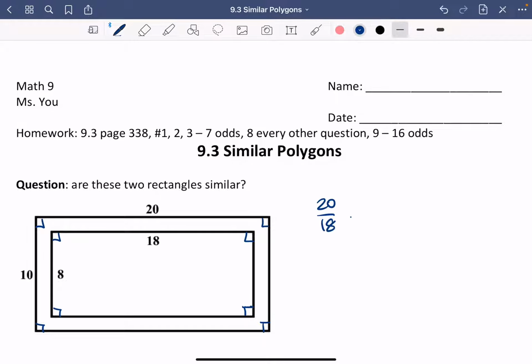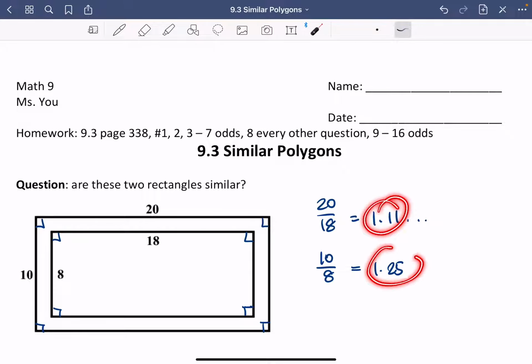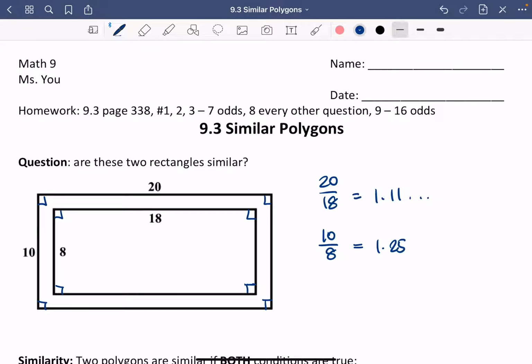20 divided by 18, that is equal to 1.11, repeating. And then let's do 10 over 8. Well, 10 over 8 is equal to 1.25. Are these two ratios the same? No, right? No, they're not the same. So these two rectangles are not similar to each other.